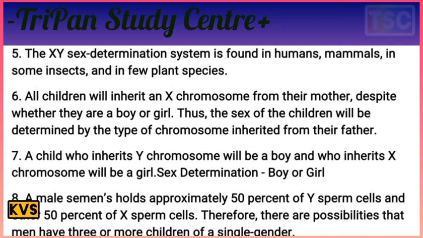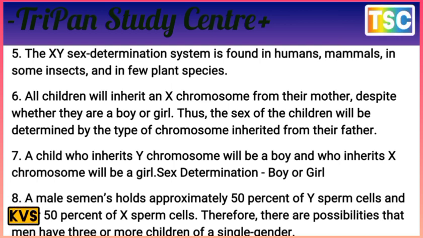A child who inherits a Y chromosome will be a boy, and one who inherits an X chromosome will be a girl. That is how sex determination of boy or girl happens. That's important. But first of all, the most important point here: male semen contains approximately 50% Y sperm cells and the other 50% X sperm cells. That is important. And the chances of a boy or girl are 50-50.